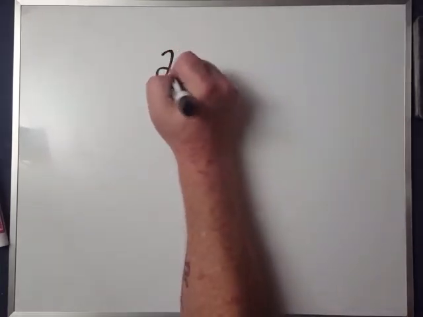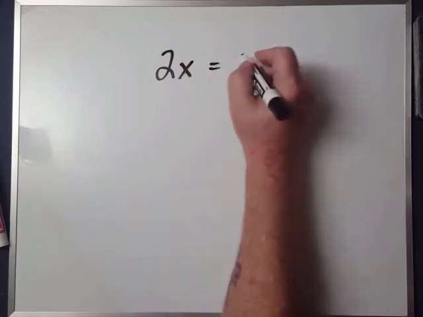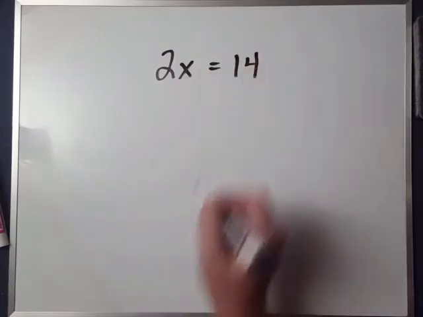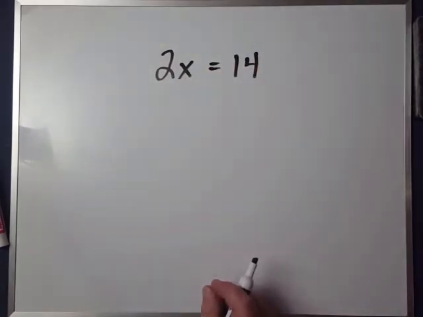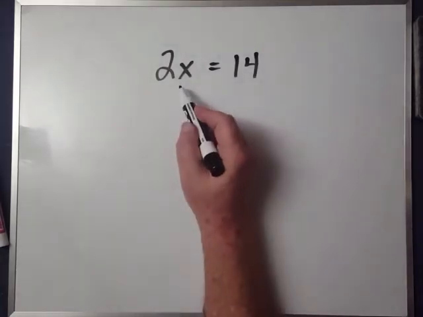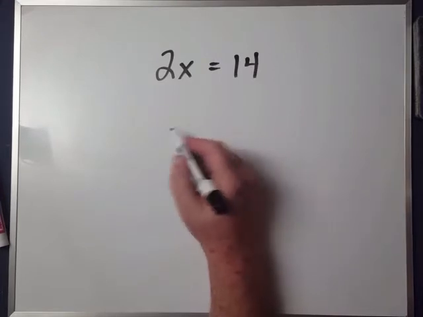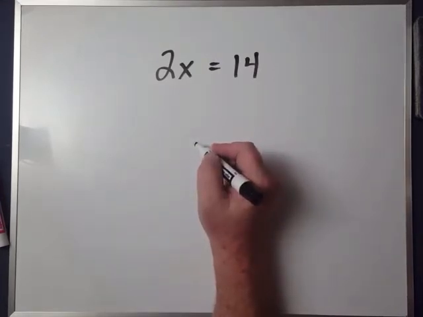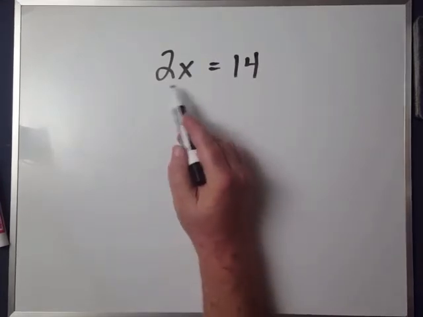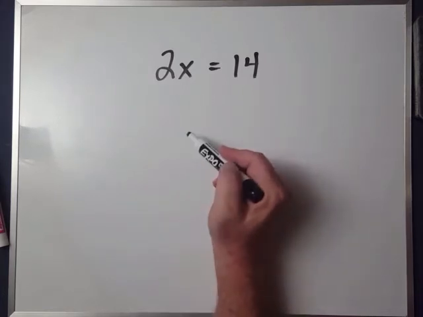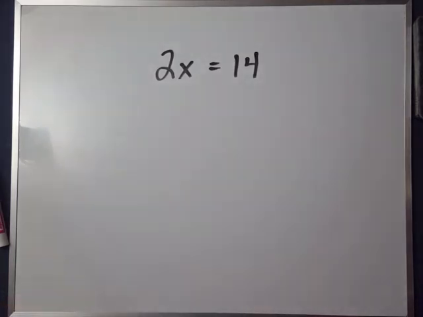Consider the equation 2x equals 14. Now we know that the solution here is 7. Let's look at the mechanics of solving this equation. We know that we can multiply both sides of the equation by the same thing. I want this to be x equals, in other words, 1x. How can I change a 2x into a 1x? I can take half of it.